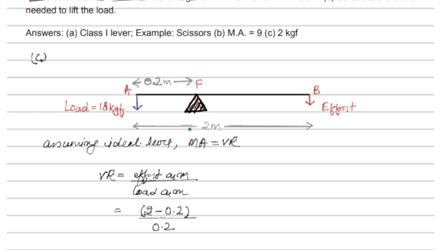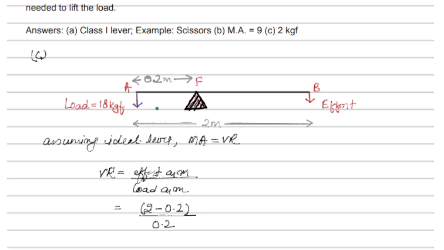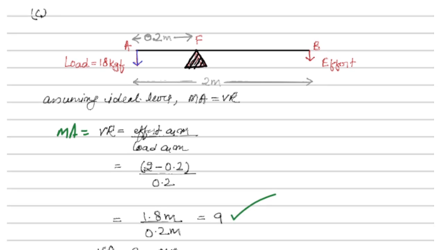We have to calculate the mechanical advantage of this. We can calculate by VR. So whatever the value of MA will come, that will be equal to VR. So MA is equal to VR, effort arm by load arm. See, effort arm will be, where is effort? Effort is this much. So 2 minus 1.8, so it'll be 1.8, and the load arm is this. So it'll be 1.8 divided by 0.2. We can get mechanical advantage of 9.